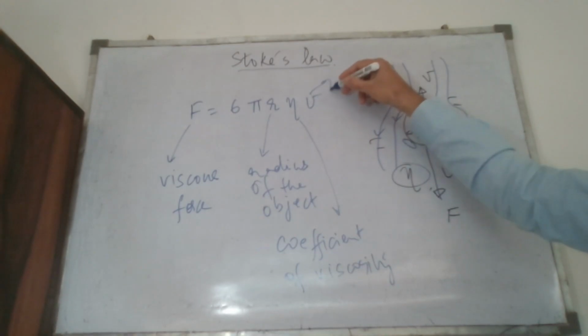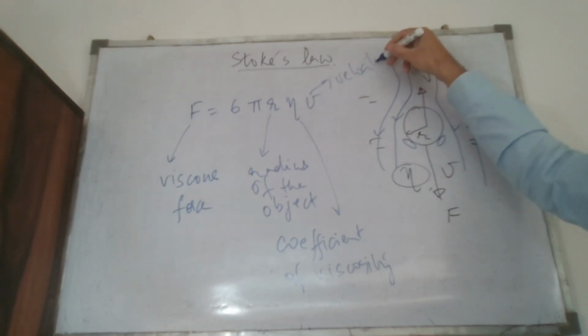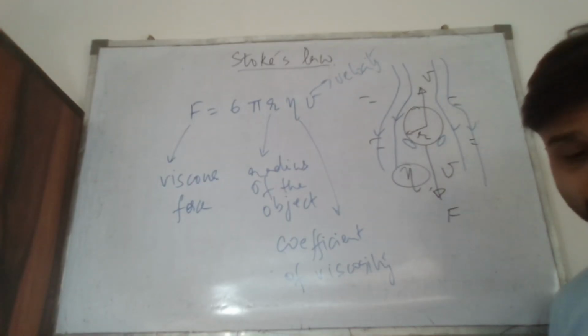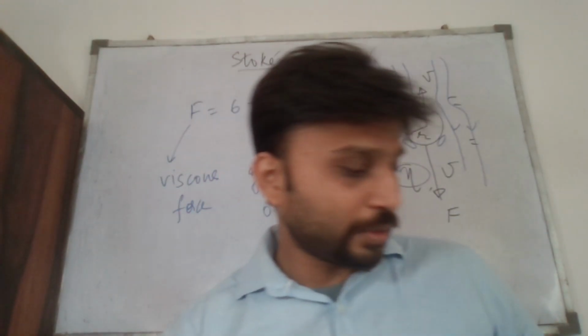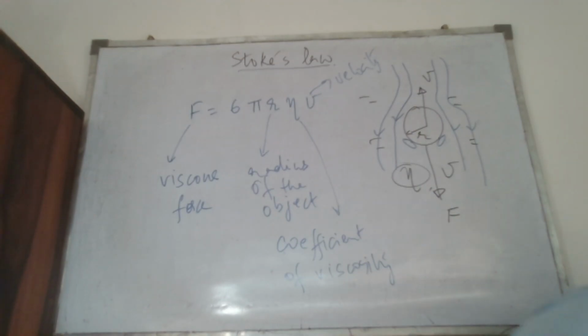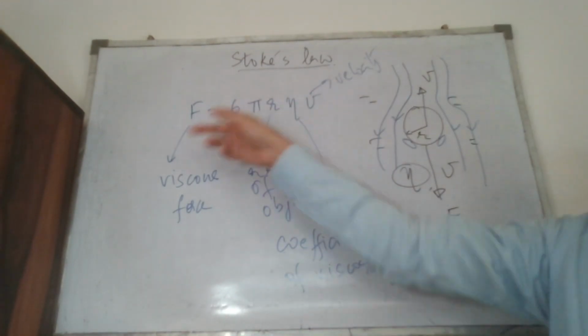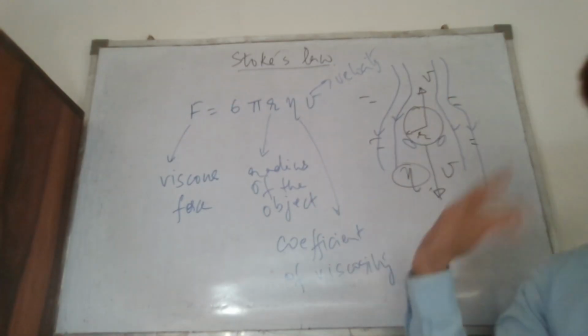And V is the velocity. So these are relatively easier terms to remember. If we have a body which is moving with the speed v in a fluid of coefficient of viscosity eta, then this viscous force F will act.